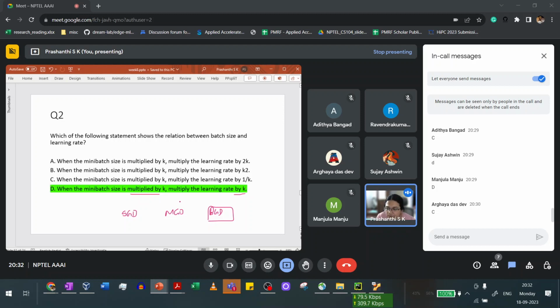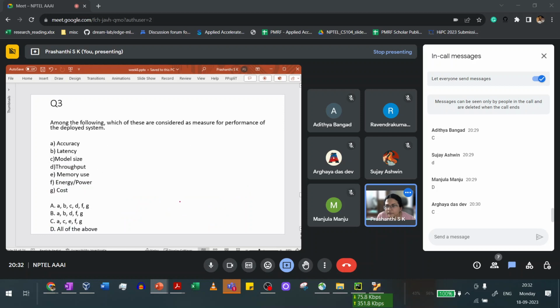Okay, let's move on. Among the following, which of these are considered as a measure of performance of the deployed system? So you have A to G and you have various combinations of those. This is again something we discussed, so think about it.